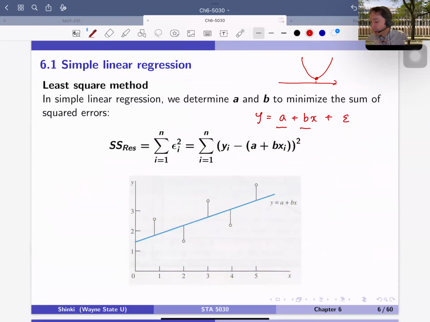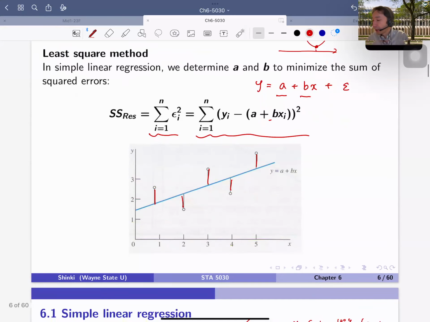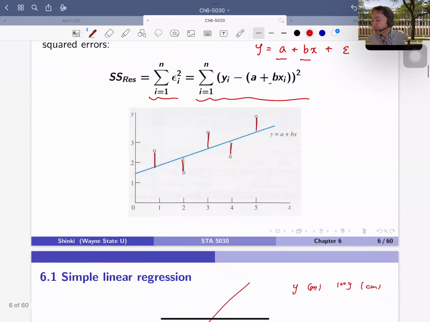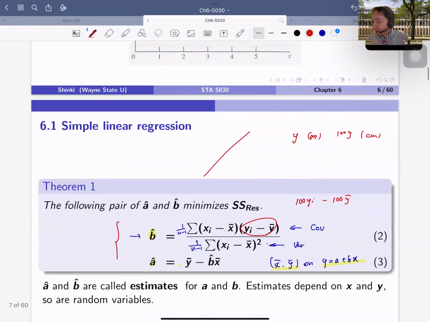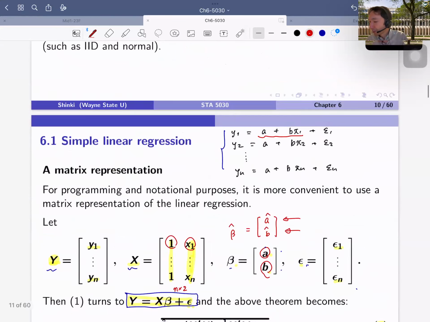We have some formulas. We determine this function, this line, so that the sum of squared residuals is minimized. So this quantity is minimized, and we find such a and b. This function is actually a quadratic function of a and b. So if we take the derivative, this becomes a linear equation of a and b. So it's not too difficult to find a and b. We have some formula, but it's more convenient to use matrix form.